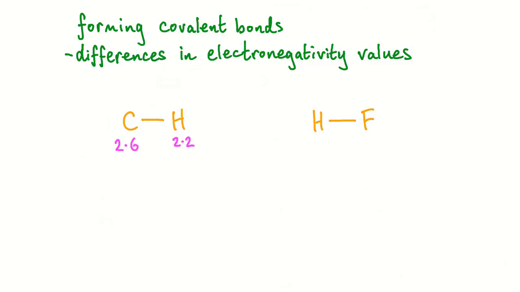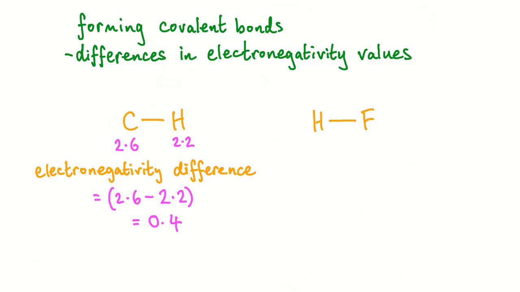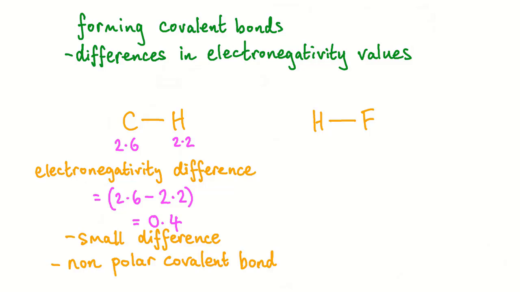If two elements with similar electronegativity values are covalently bonded together, we can see that there is little to no difference in the electronegativity values. An example of this is a carbon to hydrogen covalent bond. Carbon has an electronegativity value of 2.6. Hydrogen has an electronegativity value of 2.2. The difference in electronegativity is 2.6 minus 2.2, which equals 0.4. This difference is considered to be very small, and the bond is said to be a non-polar covalent bond.